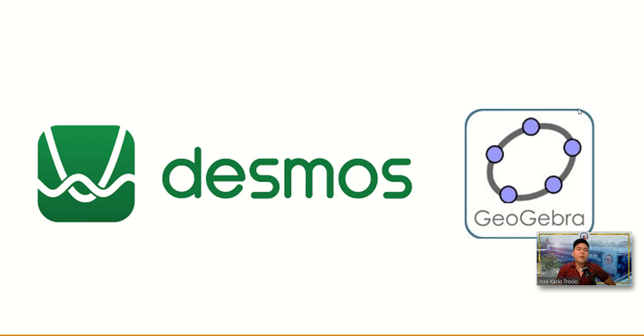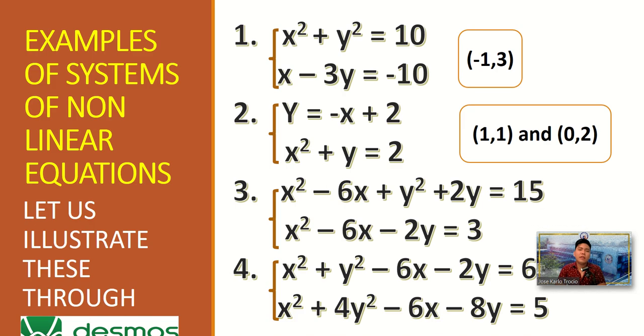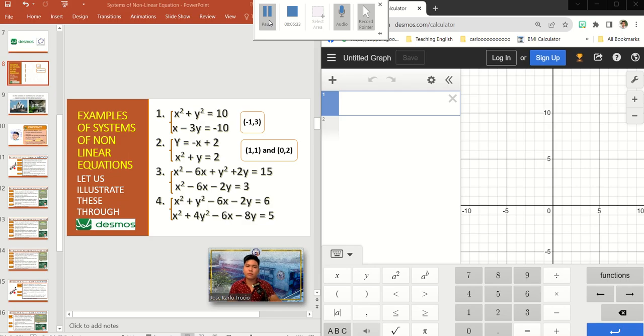And let us familiarize ourselves with this application or website. The Desmos calculator and GeoGebra, you might be using these when you go to college, especially in graphing. Okay, let us try to graph these four sets of equations and try to see the solutions. This is the first method, the graphing method, which is very easy if we have the Desmos calculator and GeoGebra. This time we're going to use Desmos. Let us try. So you may open desmos.com/calculator in any web browser.